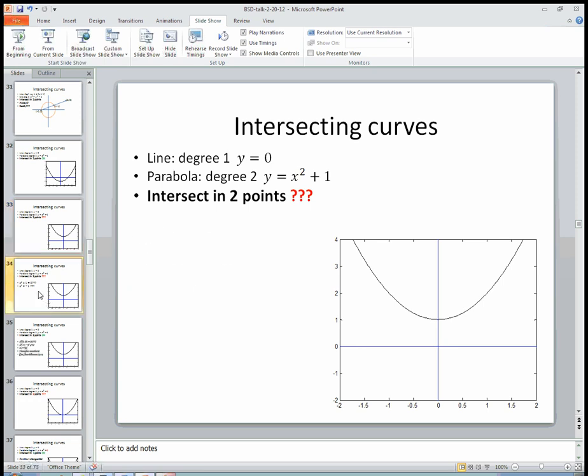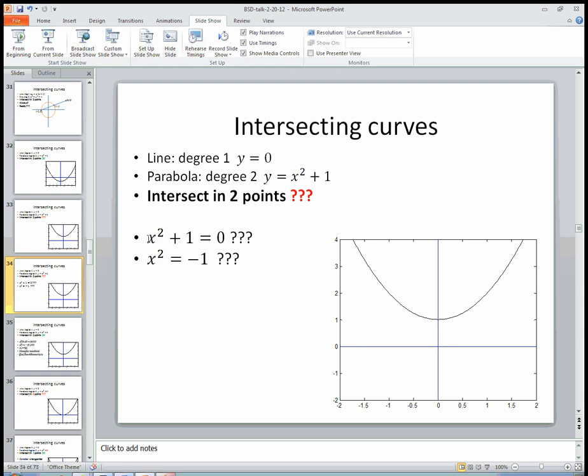Or do they? Well, let's actually just follow through the algebra to see what would happen if they did intersect. If they did intersect, there should be one single pair of x and y that satisfy both of these simultaneously. So in other words, there should be an x such that if I plug in y equals 0, this works.